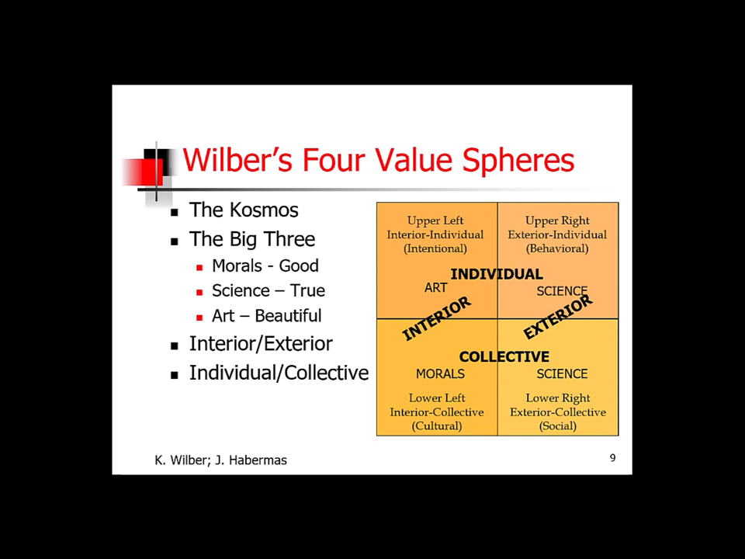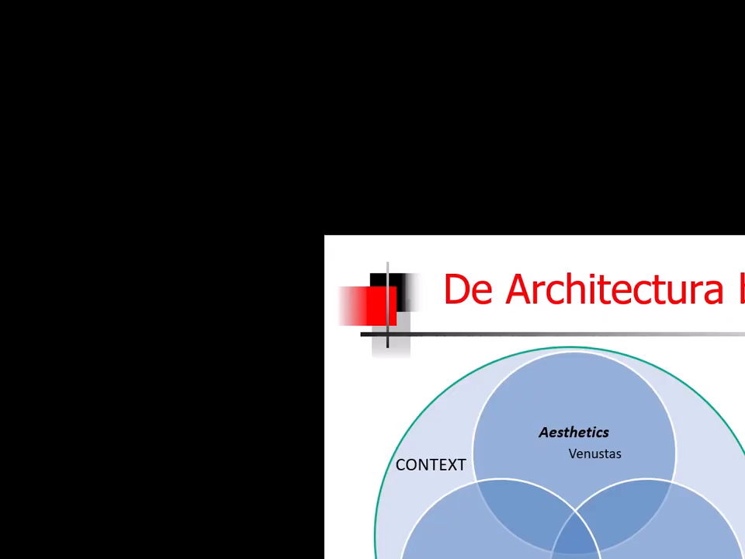In 1995, Ken Wilber, in his book Sex, Ecology, Spirituality: The Spirit of Evolution, expanded the big three value spheres of morals, science, and art to a set of four value spheres, to which he included culture. The Roman Marcus Vitruvius Pollio wrote the Ten Books of Architecture circa 27 BC as a guide to the design of architecture for Caesar Augustus.